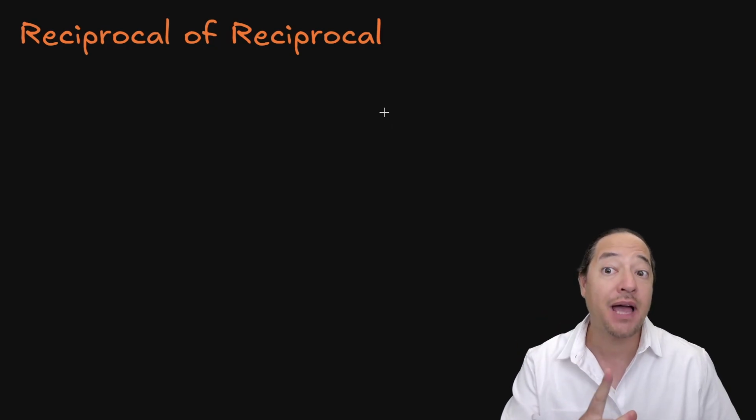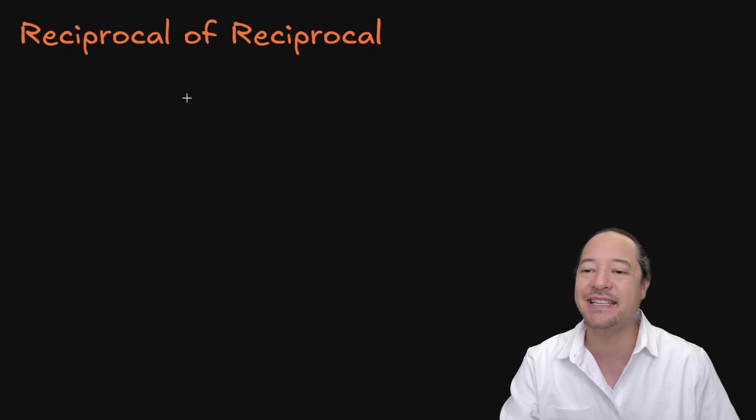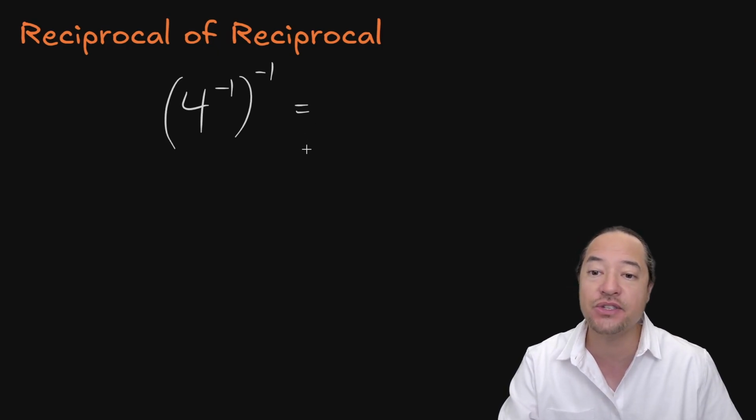Now I want to see what happens if you take the reciprocal of a reciprocal. Okay, so here's the idea. Let's say I have some number, 4. I'm going to take the reciprocal of that, and then I'm going to take the reciprocal again. Okay, what is this going to be?